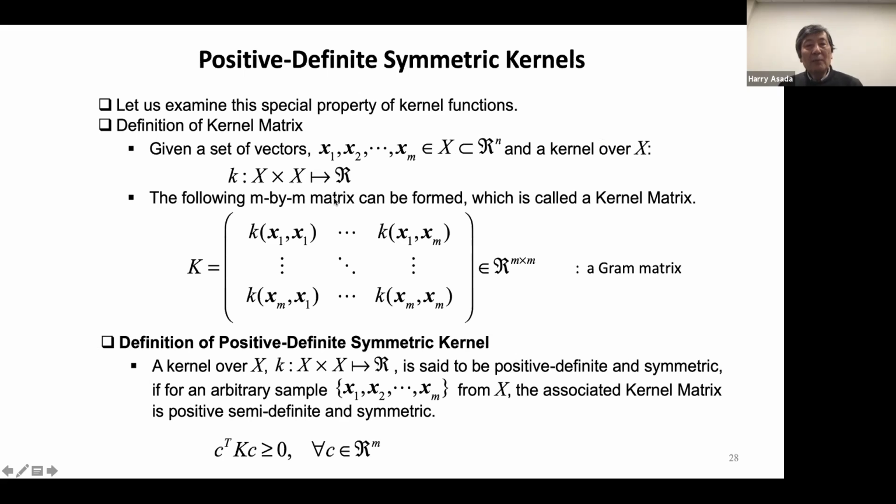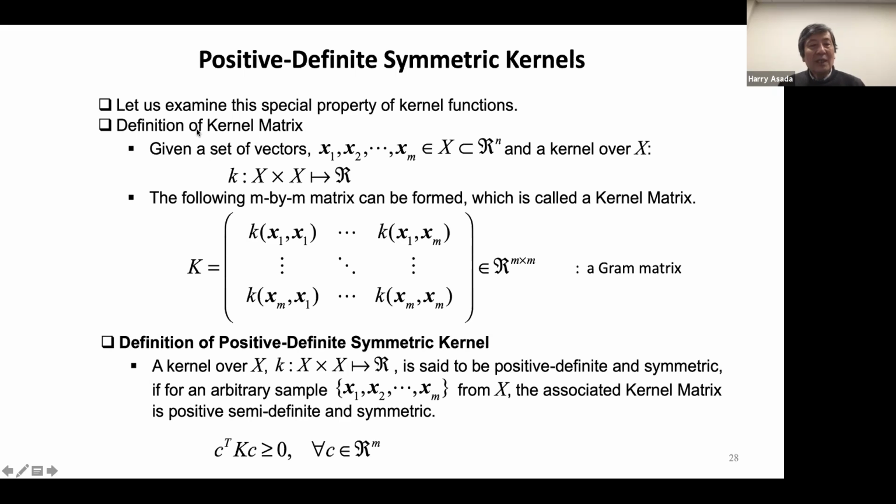So one important property is called positive definite symmetric kernels. Okay, so that kind of kernel trick is possible when kernel functions satisfy certain properties. And the most important property is positive definiteness. Now let's look at that. So how do we define the positive definiteness of a function? We have never done this, so we introduce the following technique.